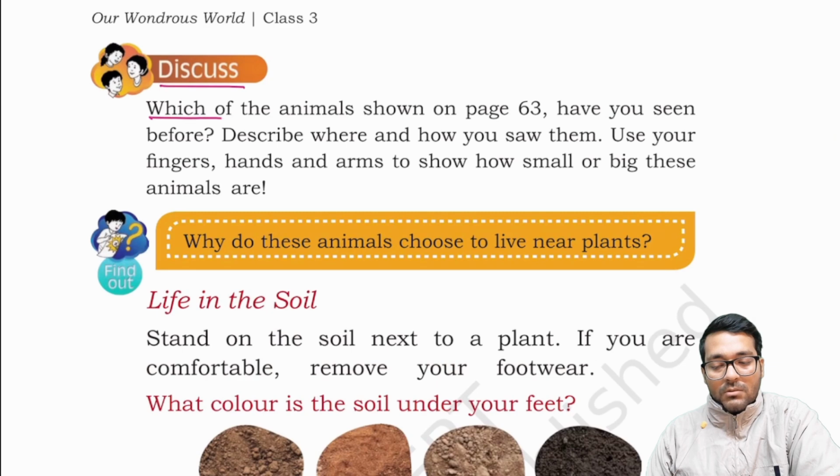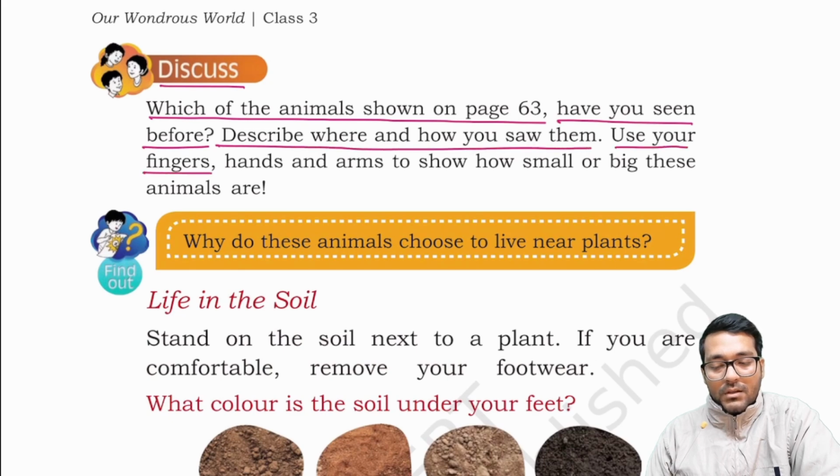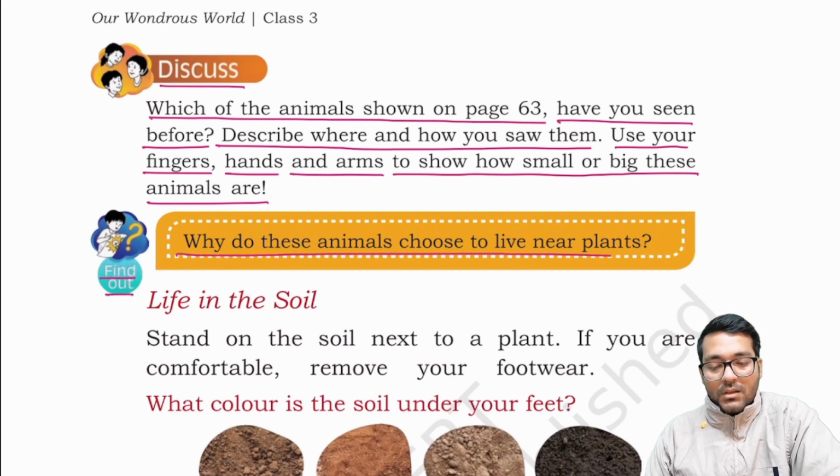Discuss. Which of the animals shown on page 63 have you seen before? Describe where and how you saw them. Use your fingers, hands, and arms to show how small or big these animals are. Find out. Why do these animals choose to live near plants?